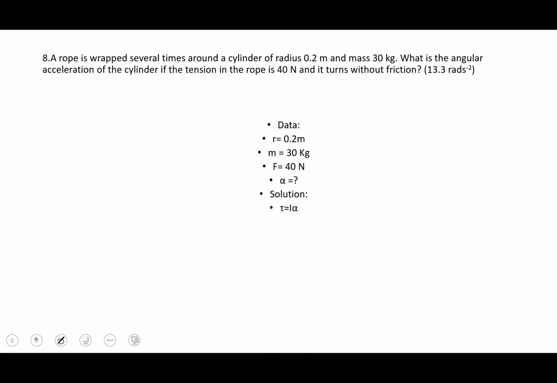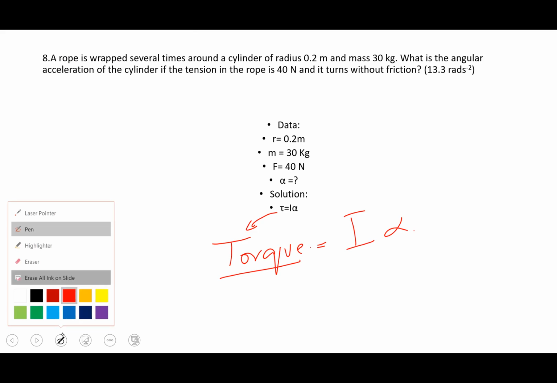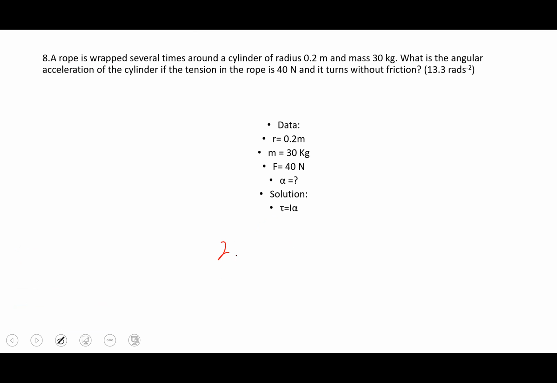We have the formula T is equal to I alpha. This is not actually the T, this is torque. Torque is equal to moment of inertia into angular acceleration. Now, we know that torque is a turning effect produced by a force. We know the formula. Now, we are going to use it.